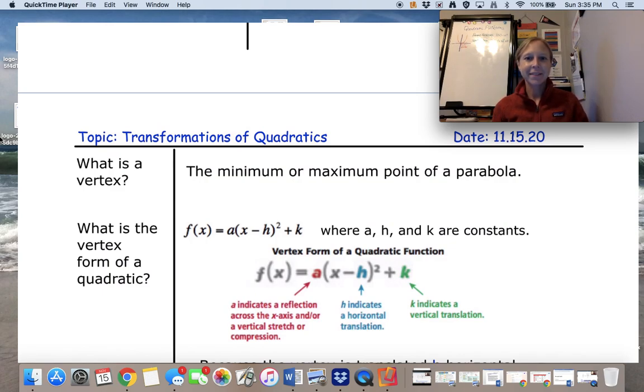Welcome back. Okay, the last thing we want to do is look at vertex form, and this time I am going to give you a description and you are going to write the function.